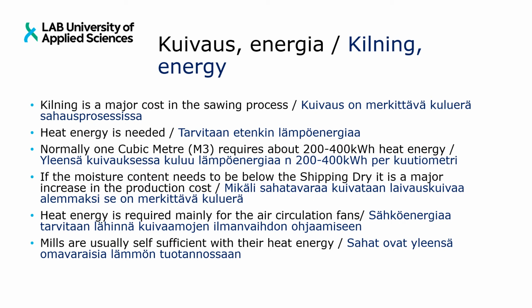Then finally, we talk about the kilning and the energy. Kilning is naturally a major cost in the sawing process. Heat energy is needed, and normally for 1 cubic meter of wood one needs about 200 to 400 kilowatt hours of heat energy. So as you understand, it's a cost. I mean, whether you use it for 5 cents or what, but you see that it is a cost.